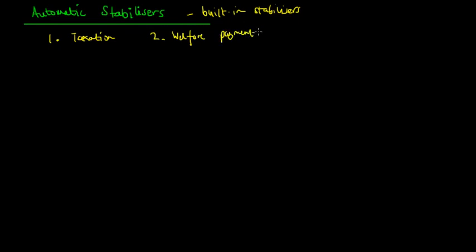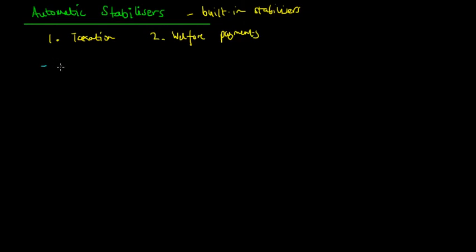Hey guys, this video will talk about automatic stabilizers and how they affect the government budget. Now, automatic stabilizers, also known as built-in stabilizers, are what the name suggests. They are built in to the budget and they affect two things: one, taxation, and two, welfare payments. So automatic stabilizers in the budget are taxation and welfare payments.